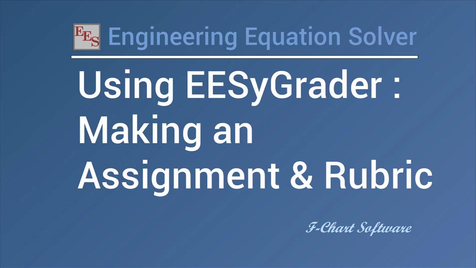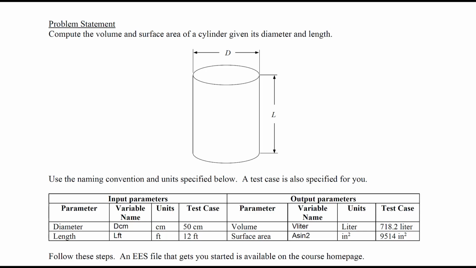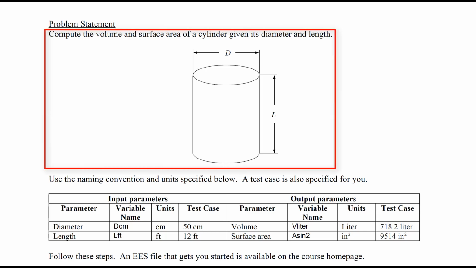Once EASyGrader is installed and you are ready to use it, the first step is to develop an assignment and also a rubric for that assignment. The problem statement that you distribute to your students has to include some pretty explicit instructions about how they must name their input and output variables so that their EES program submission is consistent with your rubric and can be automatically graded. So here I have made a very simple assignment that just asks students to calculate the surface area and the volume of a cylinder given its diameter and length.